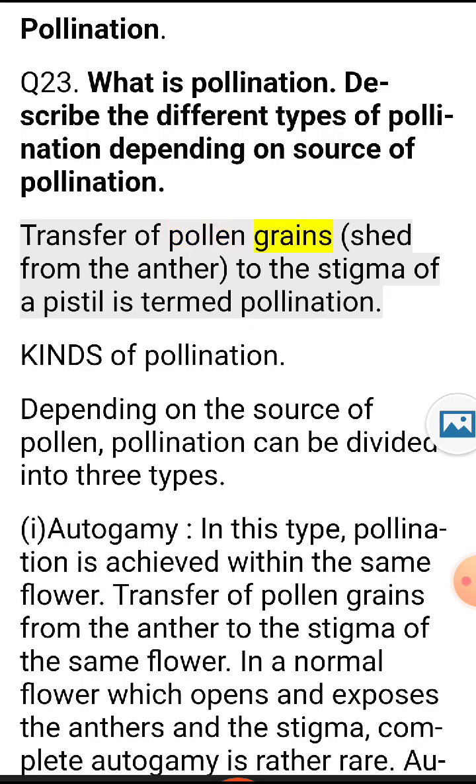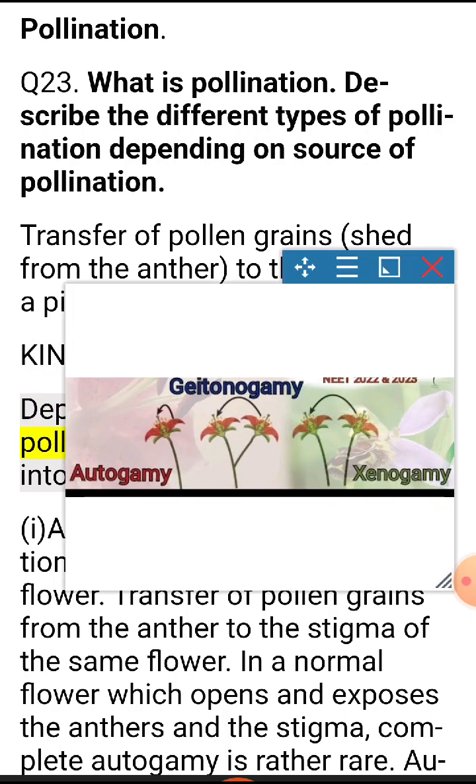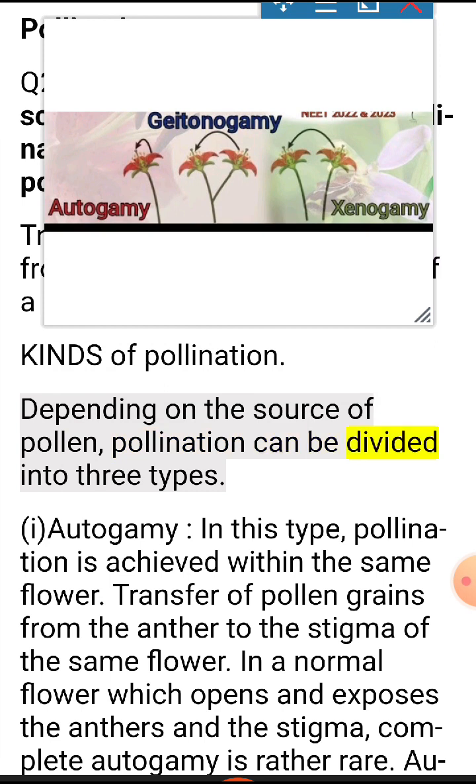Transfer of pollen grains, shed from the anther, to the stigma of a pistil is termed pollination. Kinds of pollination. Depending on the source of pollen, pollination can be divided into three types.